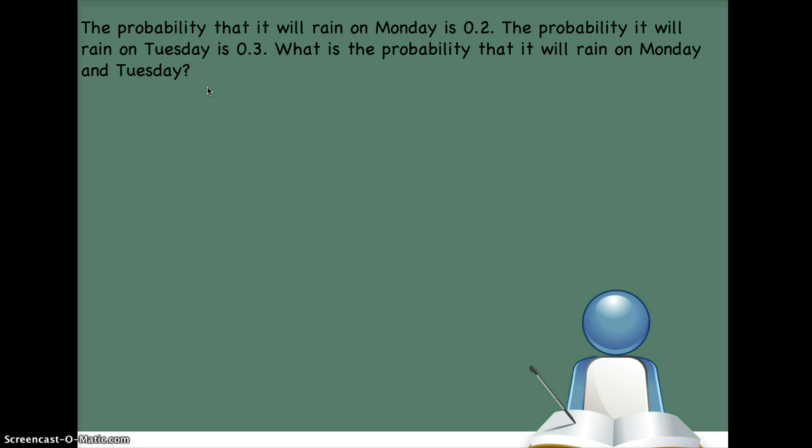The probability that it will rain on Monday is 0.2 or 20%. The probability that it will rain on Tuesday is 0.3 or 30%. What is the probability that it will rain on Monday and Tuesday? First thing that we're going to do is to draw a tree diagram.